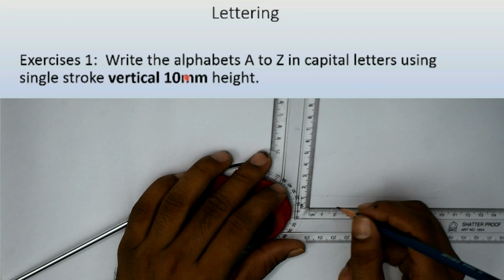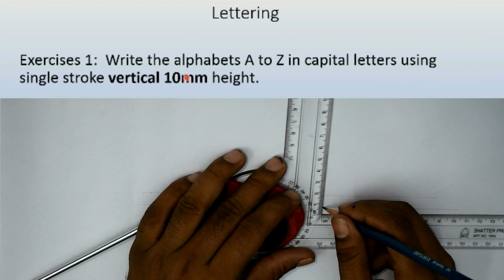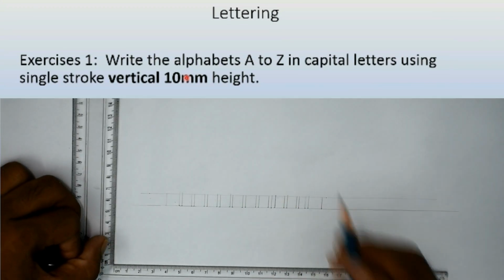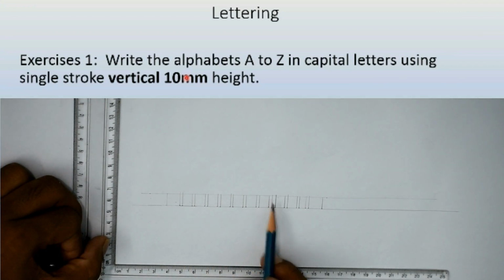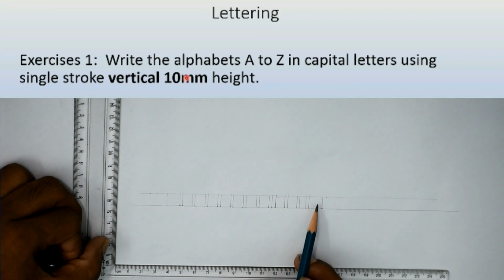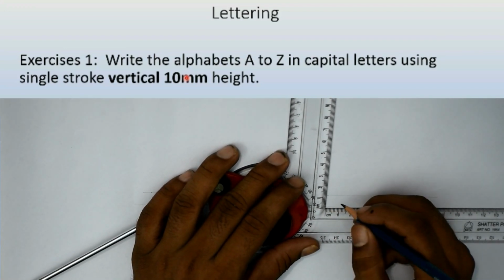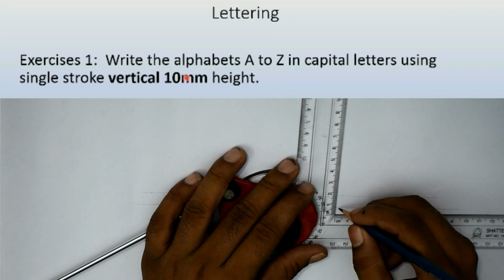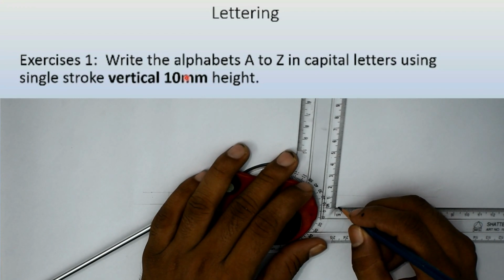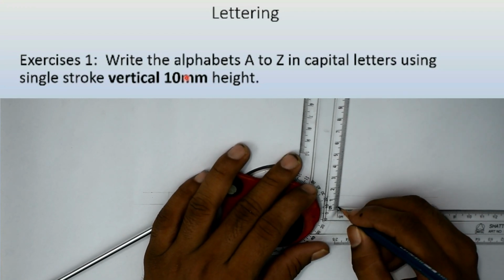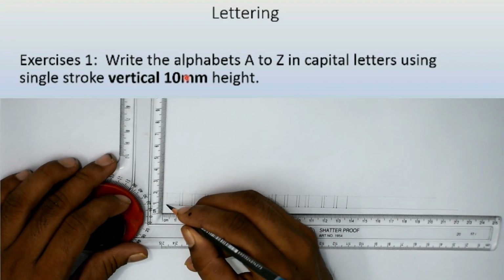After L, the letter will be M, and for the letter M, you need to take the width equivalent to the height, that is 10 mm. So till now, A, B, C, D, E, F, G, H, I, J, K, L, M. Now a 2 mm gap, 7 mm width, and then again a 2 mm gap. Now I will try to complete this first till this letter.